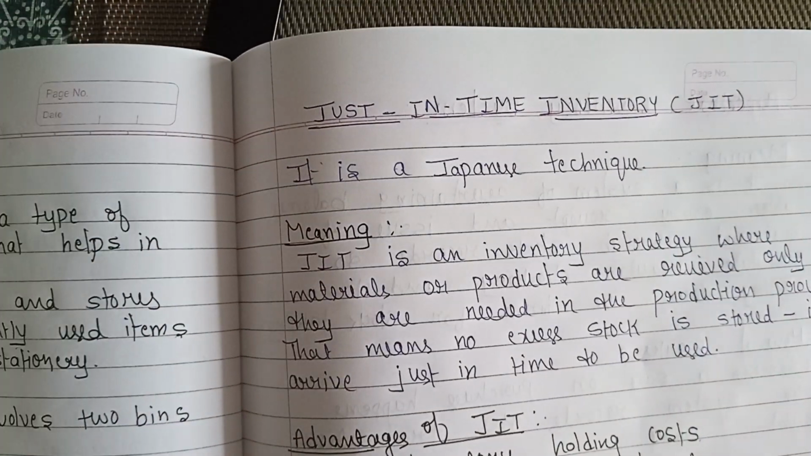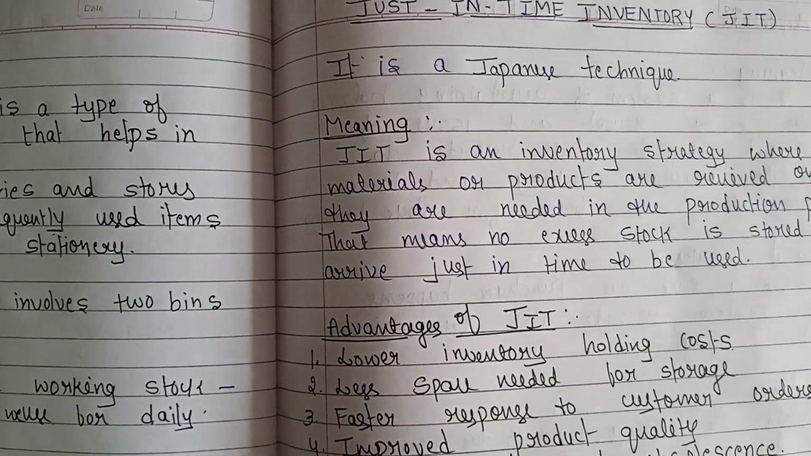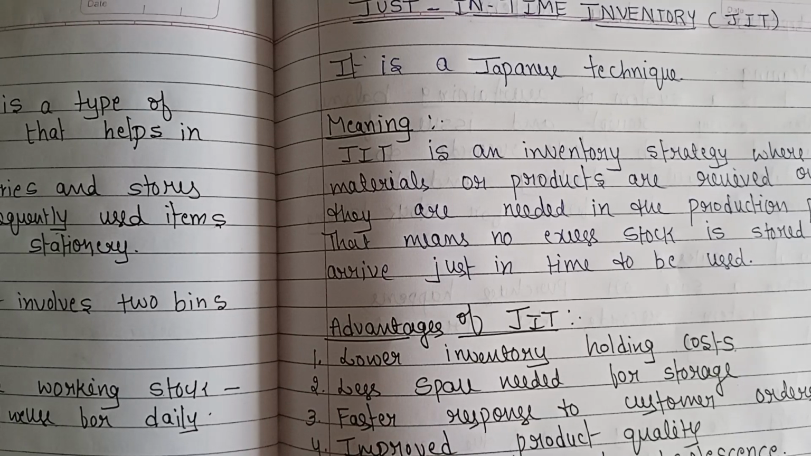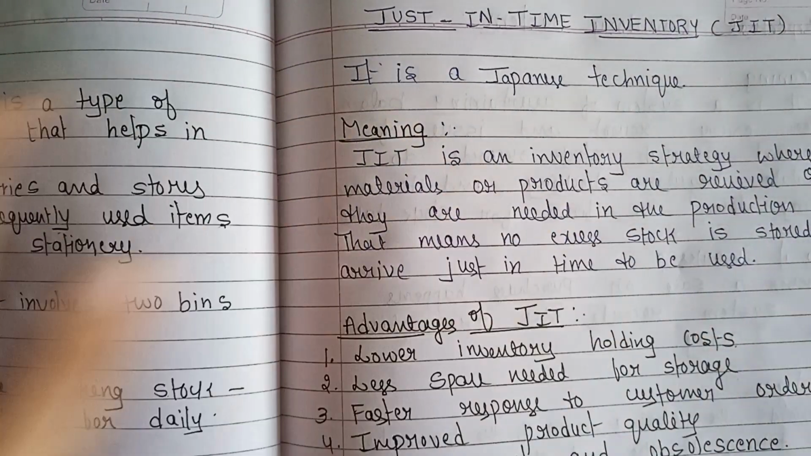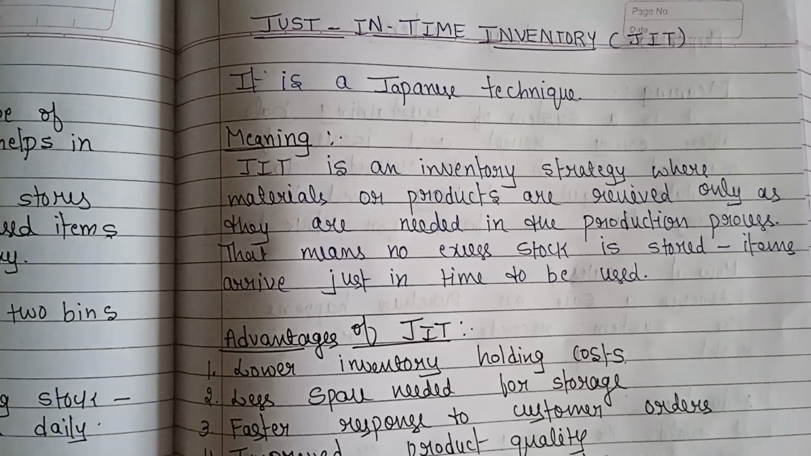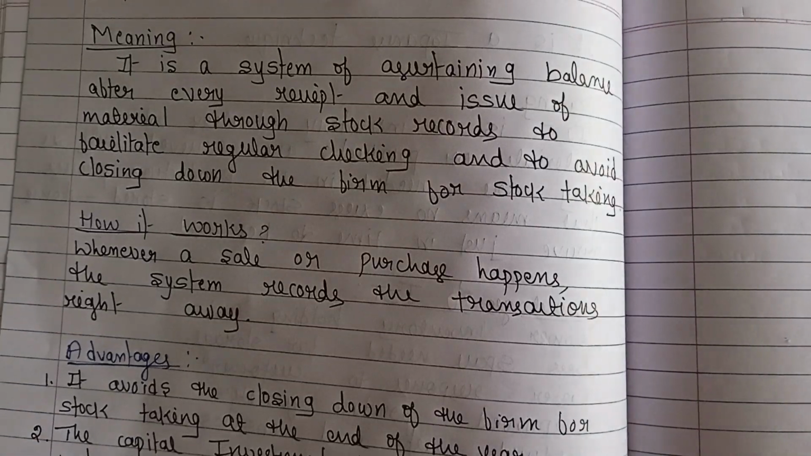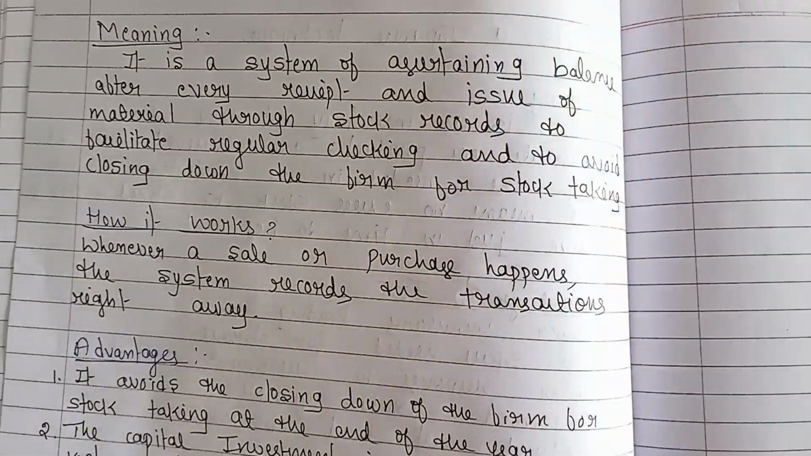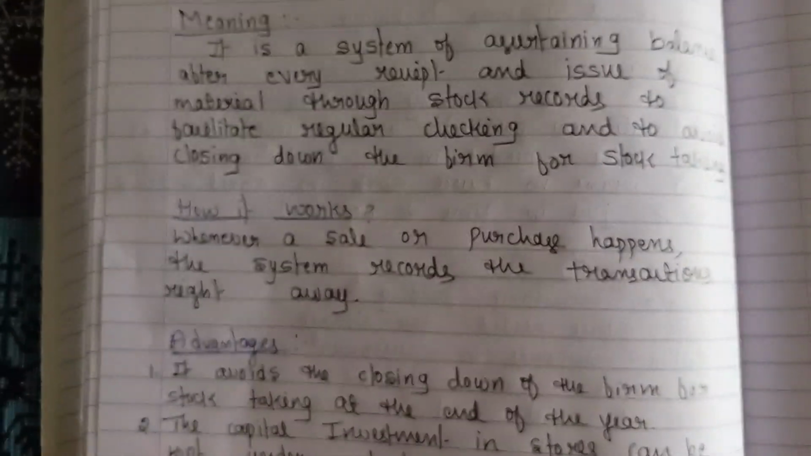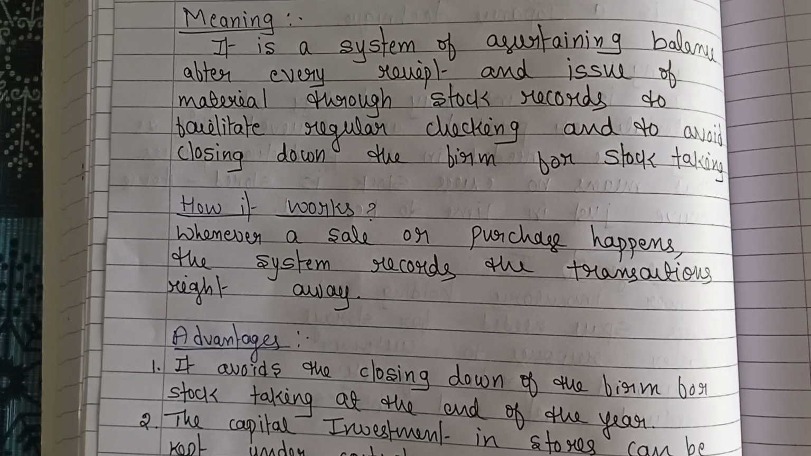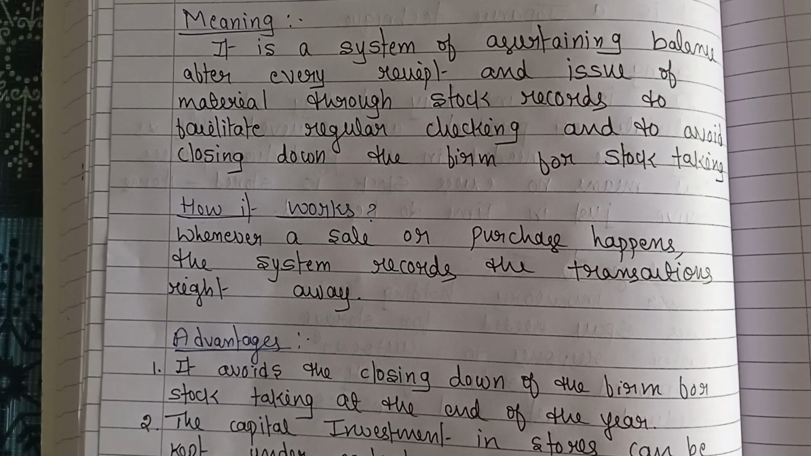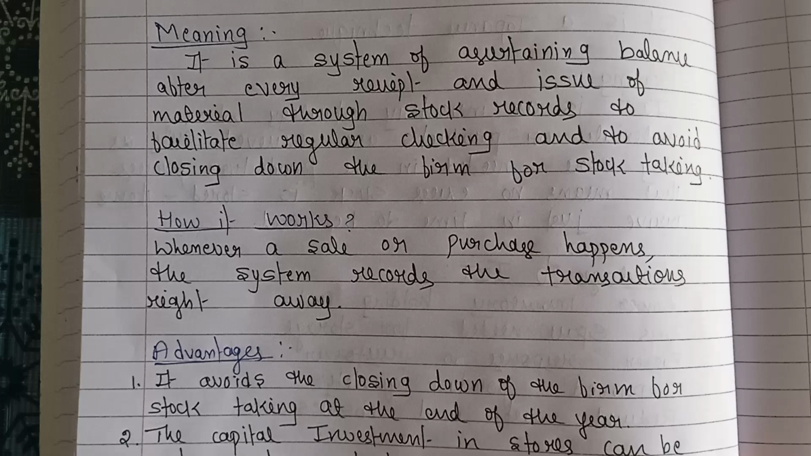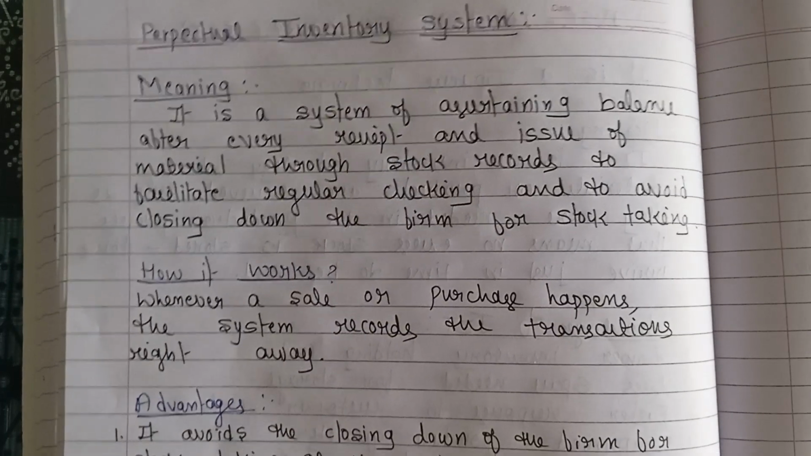And just in time inventory means what? Here we will order the materials or products only when they are needed in the production process or according to our requirements. And perpetual inventory system is where we will record the stocks after every receipt and issue continuously. Here we will update the stock records continuously. This is what perpetual inventory system is.